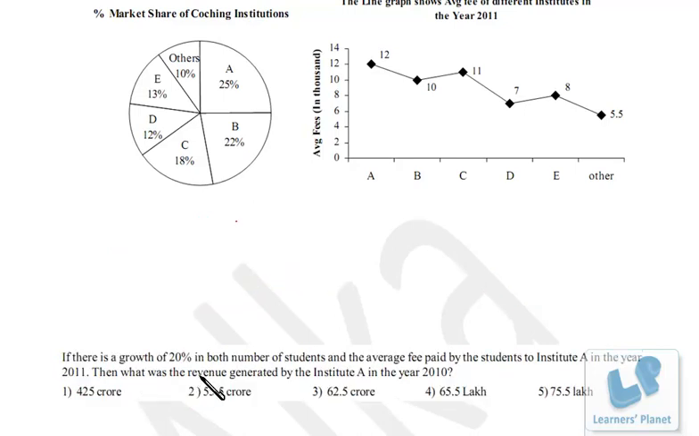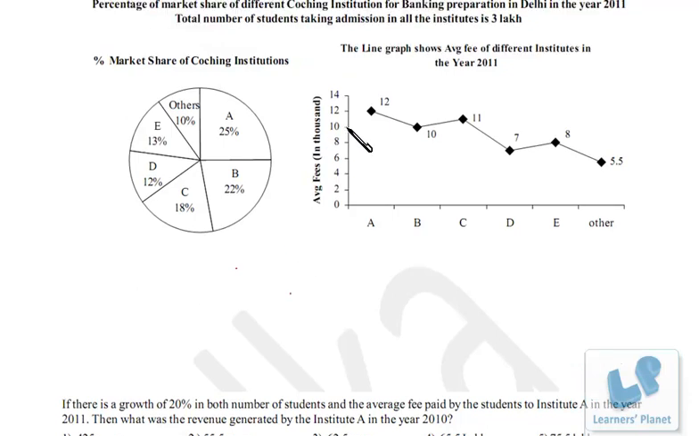Now, if there is a growth of 20% in both number of students and the average fee paid by the students in Institute A in the year 2011, then what was the revenue generated by the Institute A in year 2010? So precisely as of now, the total number of students is 3 lakh. In that, 25% is of this Institute A. So 25% of 3 lakh is 75,000.